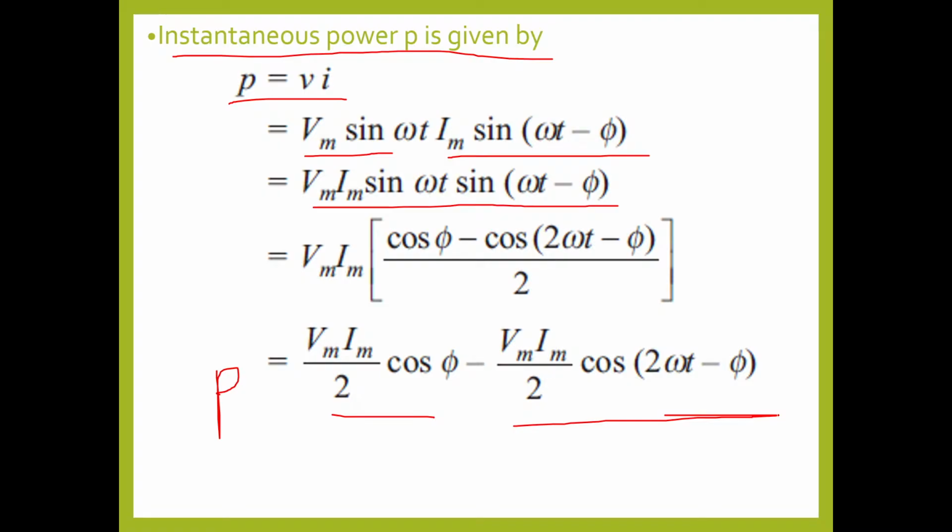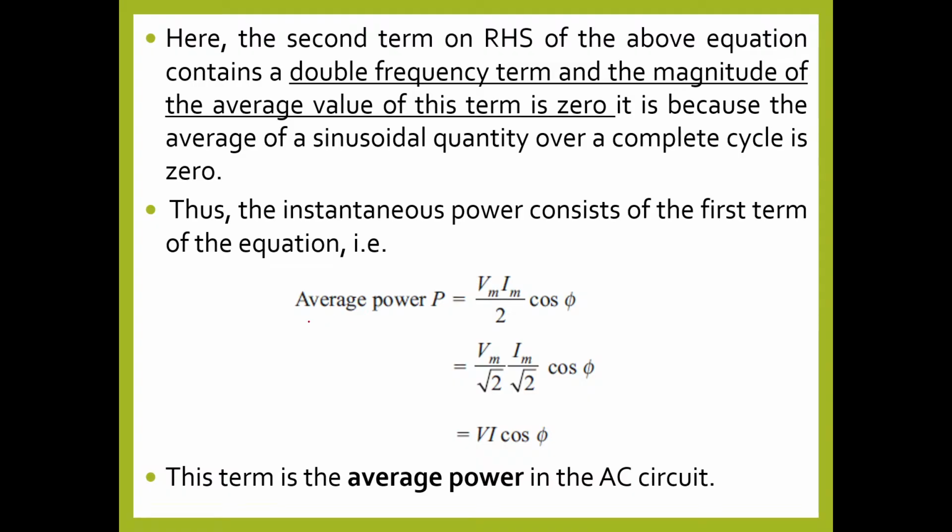Once again, if you observe, this is the first term and this is the second term. In the second term, there is a double frequency term. If you determine the average value of the double frequency term over one complete cycle, that is from 0 to 2 pi, it will become equal to 0. So the second term is becoming 0, and the average power is equal to Vm Im by 2 cos phi.